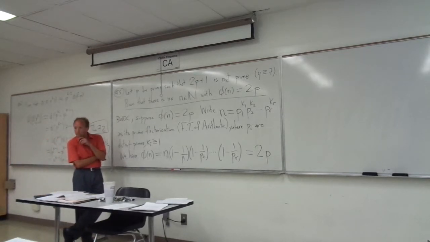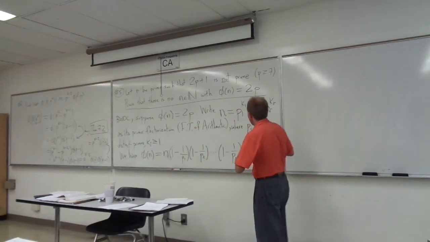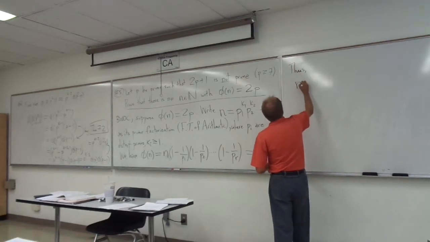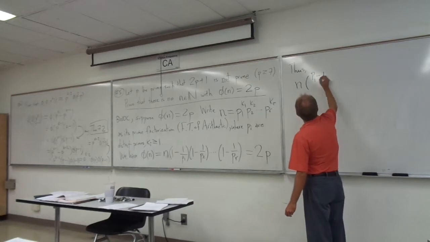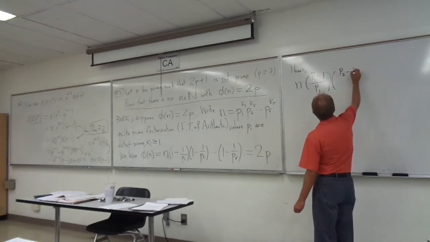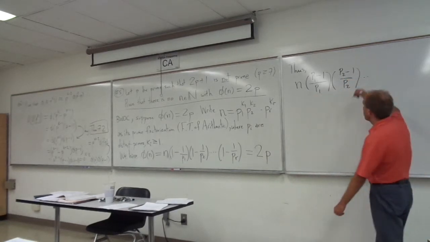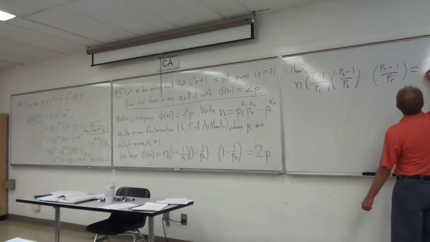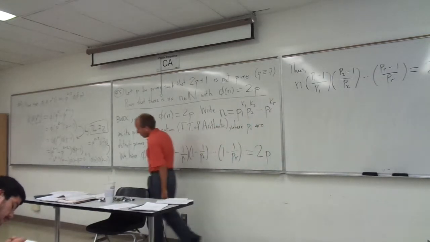Just rewrite all the parentheses. Yeah, you want to rewrite all the parentheses? Okay, so how would we do that? n times (p1 minus 1) over p1, (p2 minus 1) over p2, okay. This is just rewriting it, okay? Just rewriting it. And then (pr minus 1) over pr, all of that still equal to 2p, right? Still equals 2p.